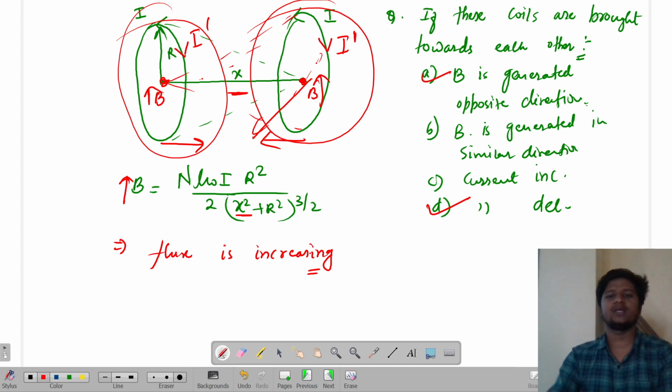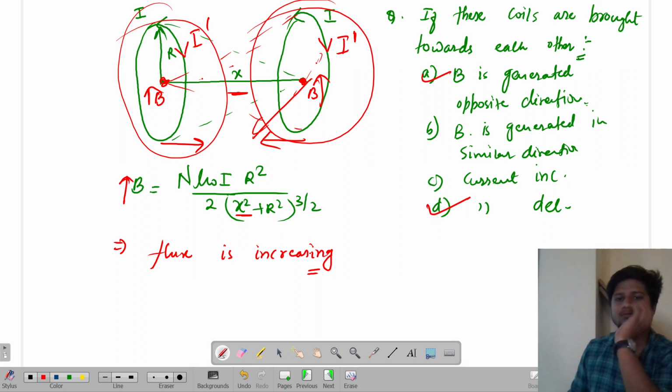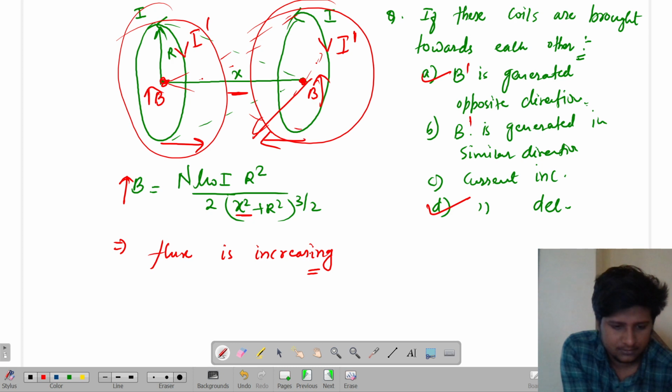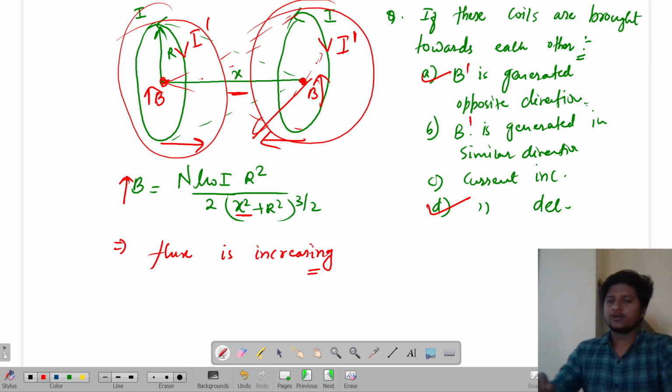And B is generated in the opposite direction. A and D. You have to consider B prime, not B. B prime you have to consider. Okay. Am I clear? Okay or not?